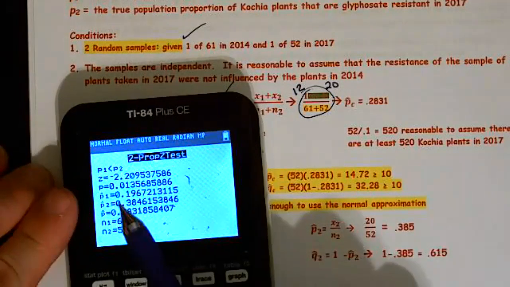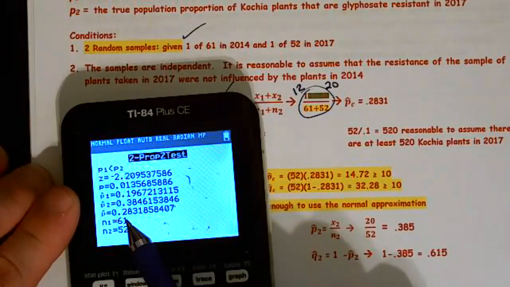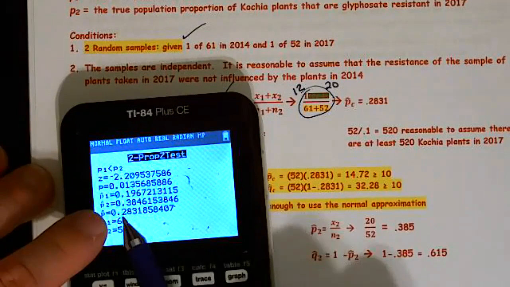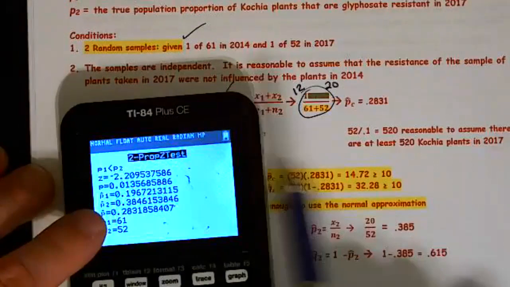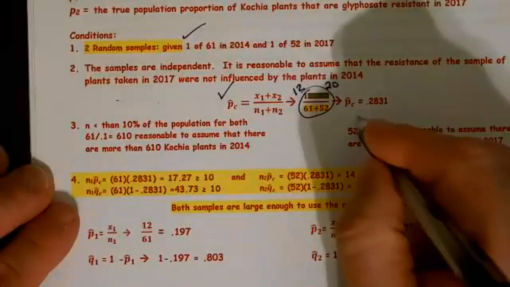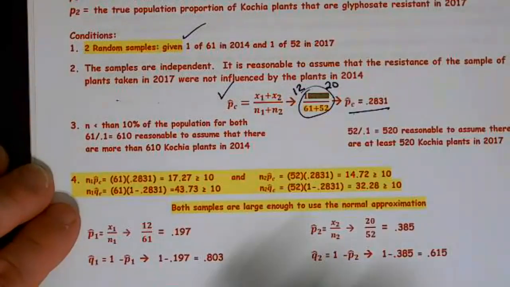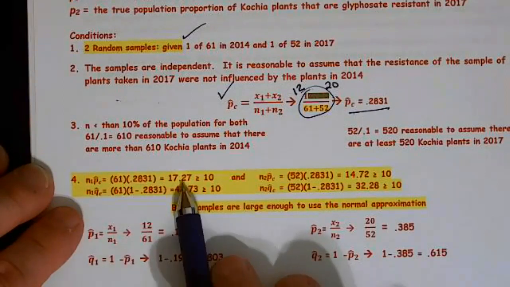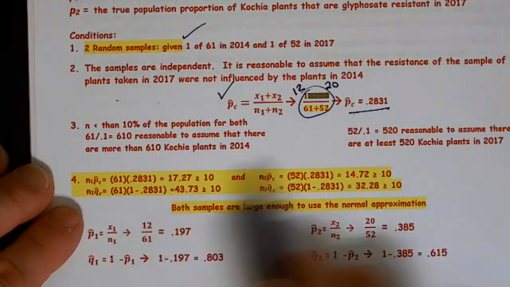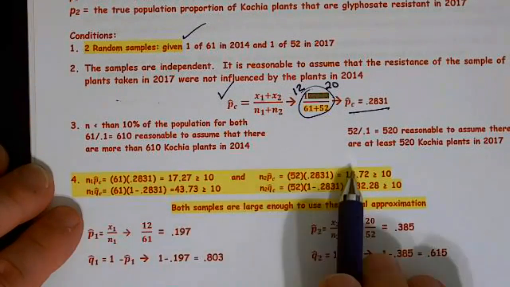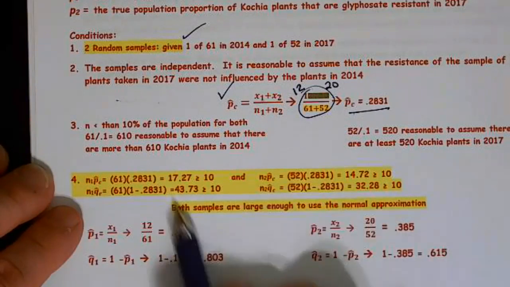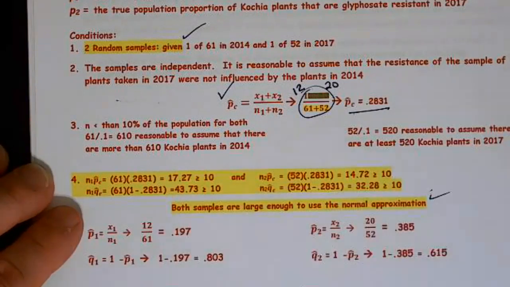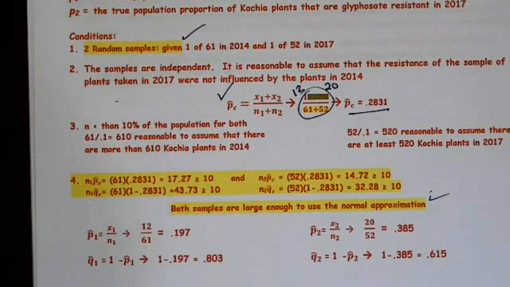And if I look down, I see, oh, there's my p hat. That's my p hat. That's not my p. That's my p hat C right there. That's 0.2831. And that's what I need. That came from the calculator. That's what I need to check normality. So 61 times that and 61 times 1 minus that. When I did that, both times I got numbers greater than 10. When I multiplied by 52, I got numbers both greater than 10. So because I had that, both samples are large enough to use a normal approximation.